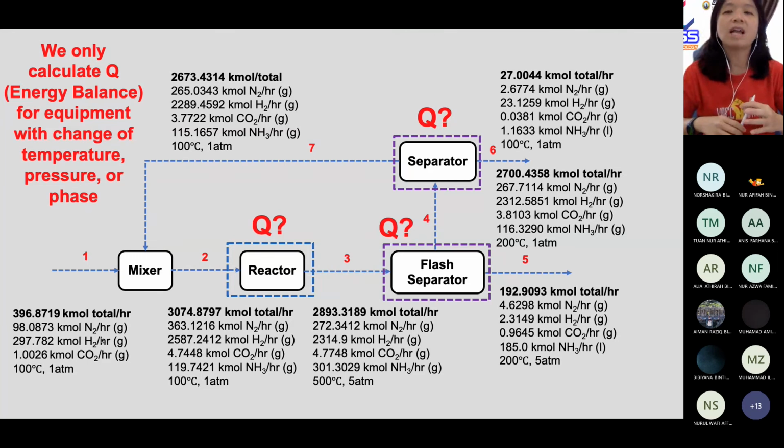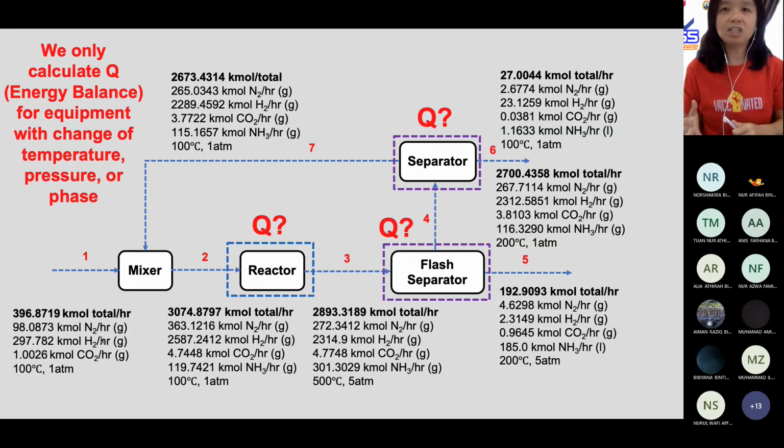payah buat energy balance. Okay, for equipment, you have to check the inlet stream and the outlet stream. Okay, so for each equipment check inlet stream, outlet stream. Kalau there are changes of either temperature or pressure or phase, then you have to do energy balance for the equipment. Means perubahan suhu atau tekanan atau fasa antara inlet dan outlet stream. If there's changes, you have to do the energy balance.